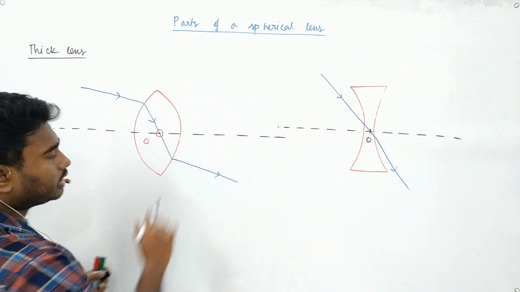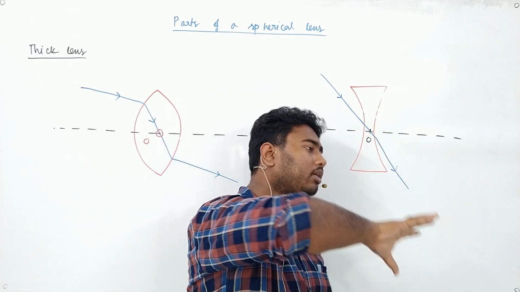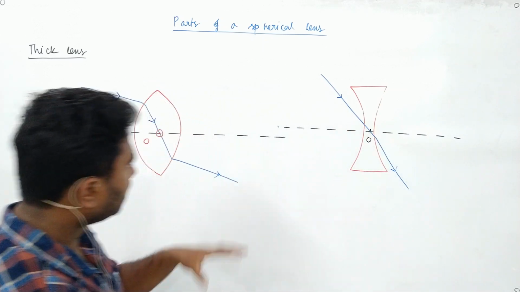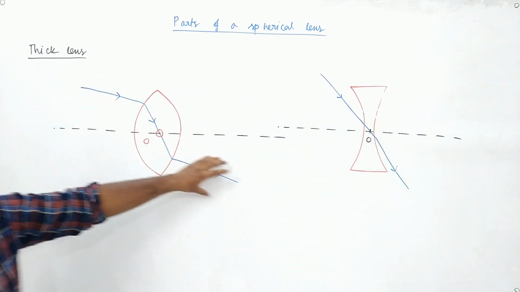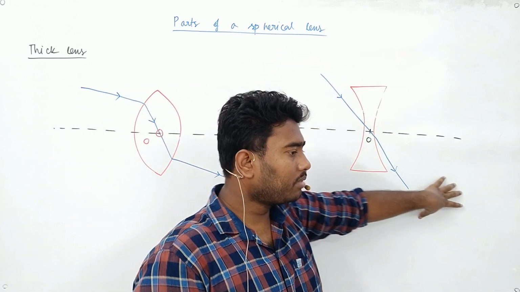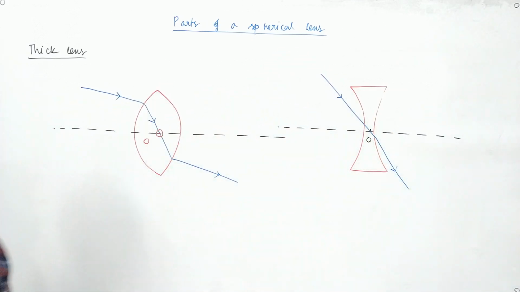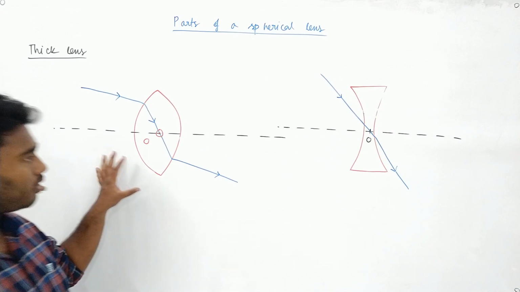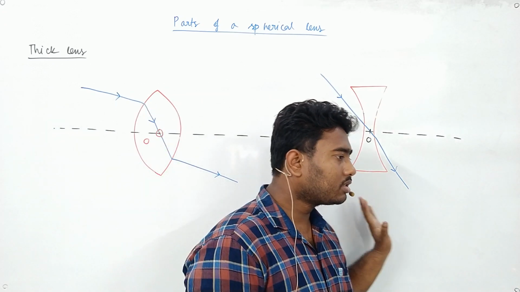So what is optical center? Optical center is any point on the principal axis such that the incident ray and the emergent ray are parallel to each other. So it is any point on the principal axis for which the incident ray and the emergent ray are parallel to each other.